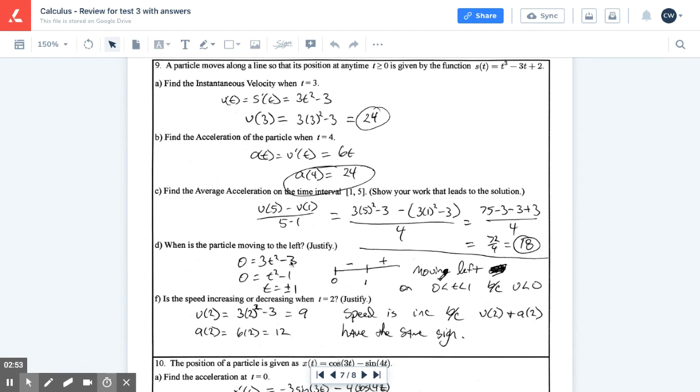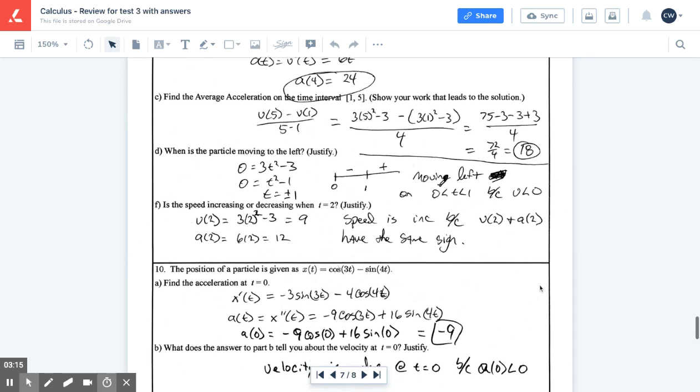So if I plug in 2, obviously it's going to be positive. If I plug in 1/2, that's going to give me a negative, because 1/2 squared would be 1/4. 3 times 1/4 is 3/4. 3/4 minus 3 is going to give me a negative. So left goes with the negative sign. So that means we're negative from 0 to 1, so we're moving left from 0 to 1 because velocity is negative.